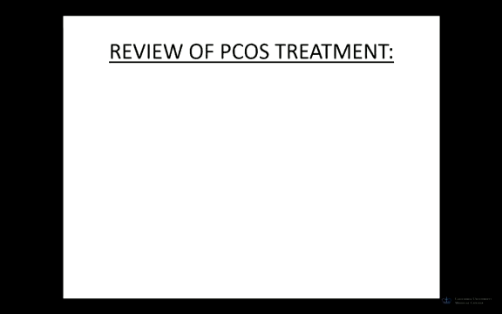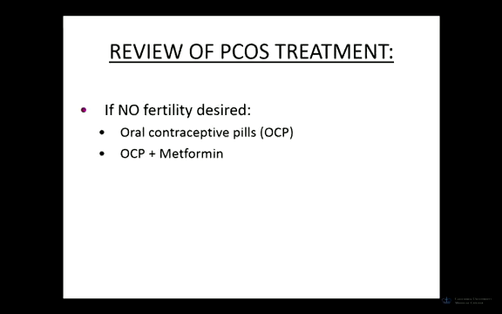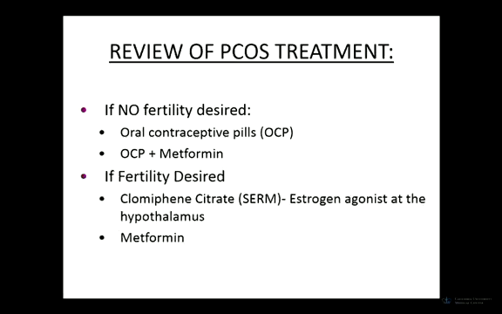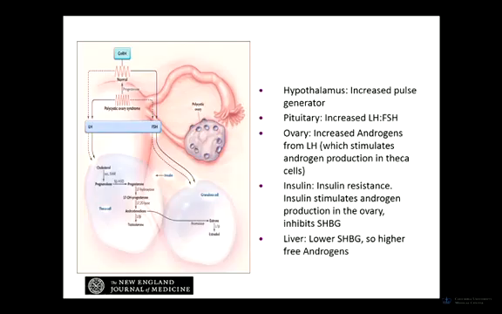With regards to the treatment of PCOS, you really have to break it down into 2 categories: either fertility is desired or fertility is not desired. If fertility is not desired, the treatment of choice is oral contraceptive pills. If somebody wants to get pregnant, obviously they shouldn't take an oral contraceptive. So if no fertility is desired, you can give just an oral contraceptive, or you can give an oral contraceptive and metformin, because metformin improves the insulin resistance. And as we talked about in this slide, insulin resistance is an integral part of the pathophysiology of PCOS.